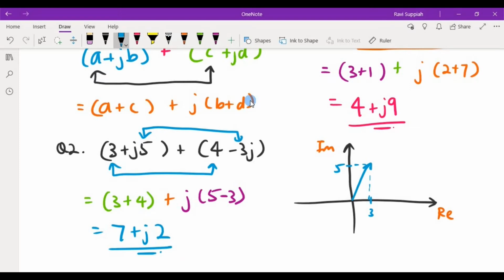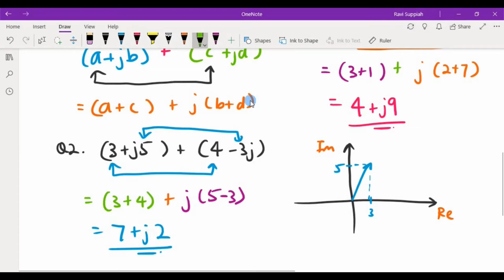Though I use the term vector because it can be represented in a similar way to how we do vector addition and subtraction. When we study vectors, we know that vectors can also be drawn graphically and solved graphically. So that same approach can also be used here. That is why I use the term vectors in this class. Now the second complex number is 4 minus 3j.